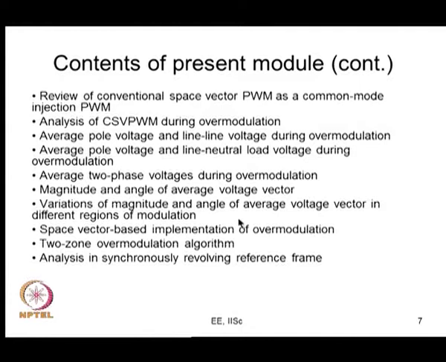As a result of all this, we will be able to understand how to implement overmodulation in space vector based PWM. We will discuss a few overmodulation algorithms for space vector based inverters, and do some analysis in the synchronously revolving reference frame. This is what we would probably do in the next lecture.